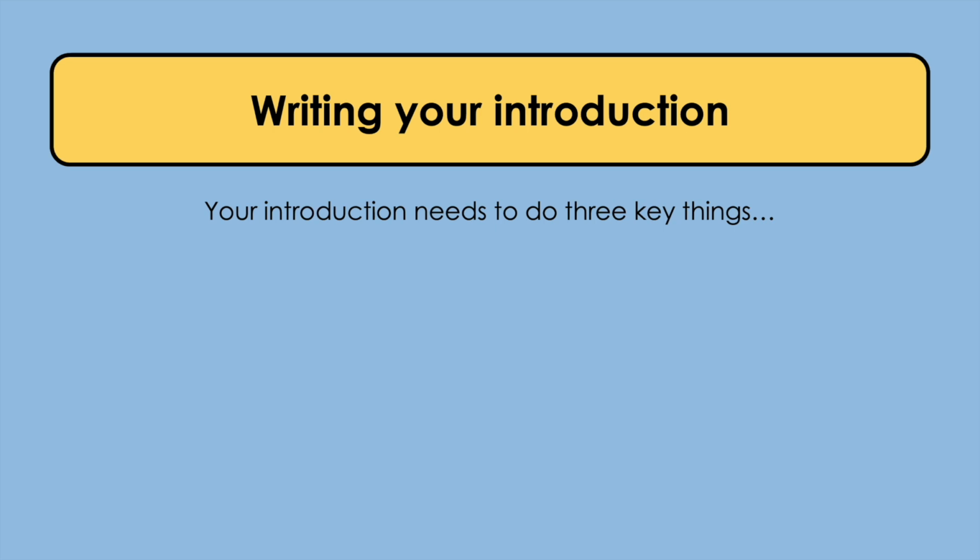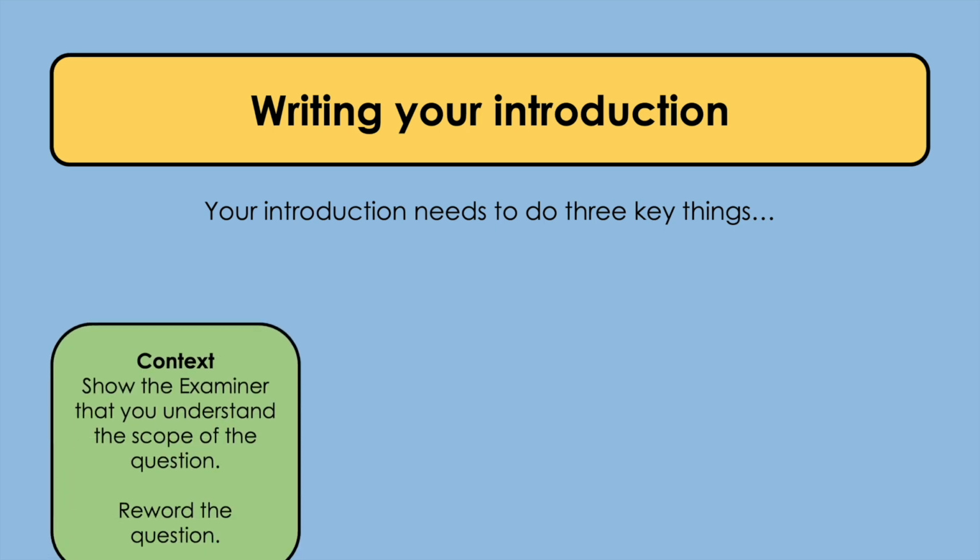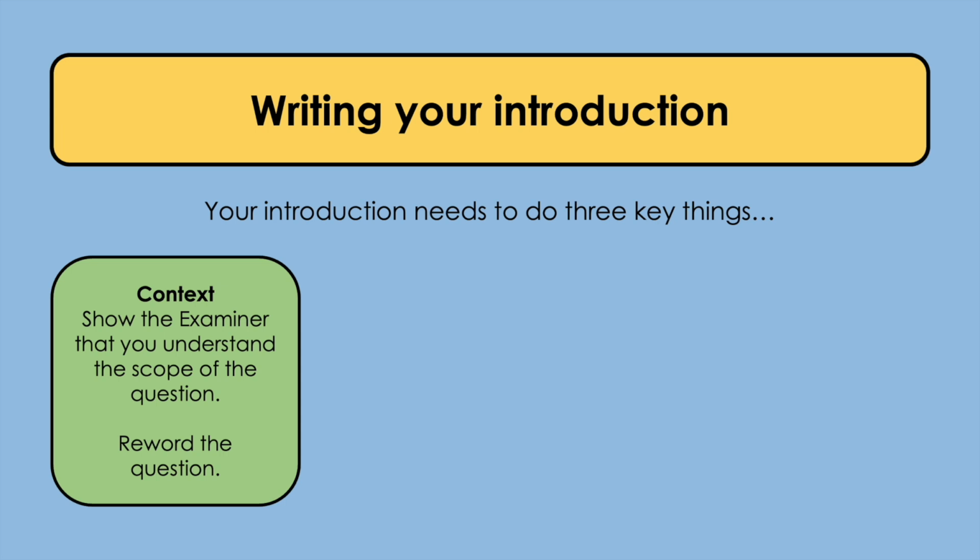So what does your introduction need to do? It has to do 3 key things. First and foremost, it has to show the context. It has to show the examiner that you understand exactly what the scope of the question is. Now, the scope of this question is political stability. It's asking us, what was the main reason for why political stability was achieved in the FRG between 1949 and 1989? Now, the question's given us one factor, which is democratic government.